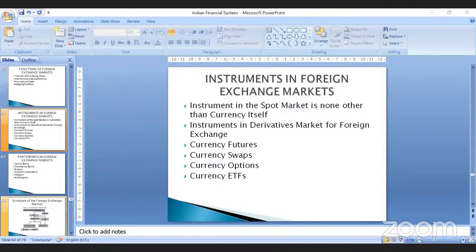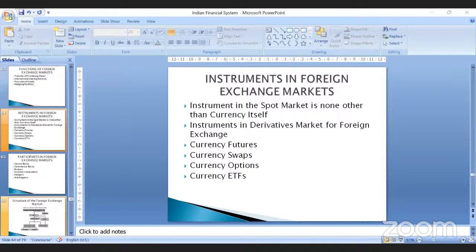Not only that, we have something called currency futures also. In a futures contract, one country's currency is exchanged for another at a specified date in the future at a future exchange rate. That is, the rate that would be existing at that point of time, you are taking that into consideration. We call it futures currency.